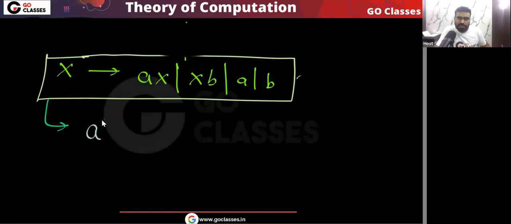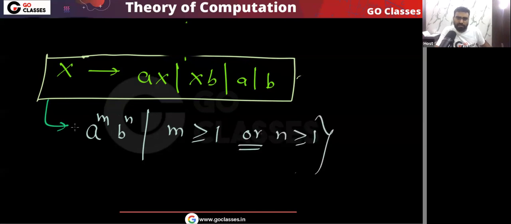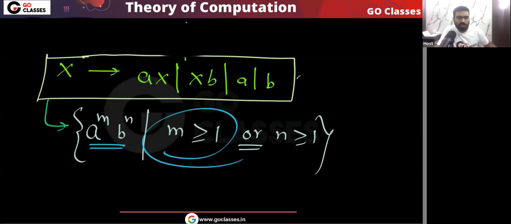So the answer will be a power m b power n, where either m is greater than or equal to 1 or n is greater than or equal to 1. This will be the language. Is this point clear? The language will be a power m b power n, where you must have at least one a or at least one b. So either m will be greater than or equal to 1 or n will be greater than or equal to 1. Clear? Let me know.